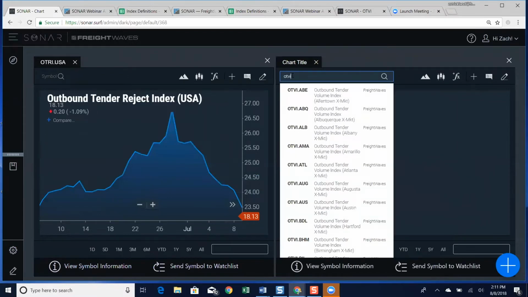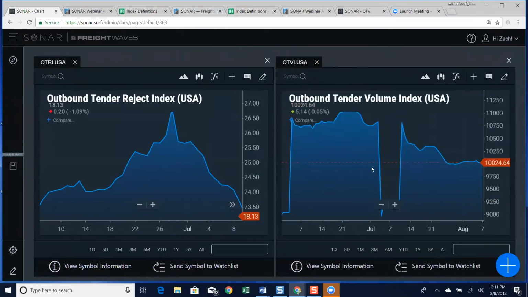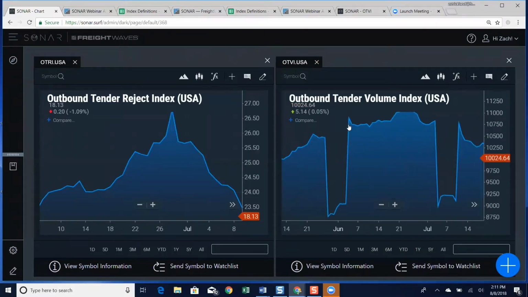I'm going to break this down in a more granular use case in a minute, but I want to make sure I drive the point home about what this is indicating. I've got the outbound tender rejection index on the left side and the outbound tender volume index on the right side. You can see clearly the volume of loads accepted was at an 87.61 right around Memorial Day.